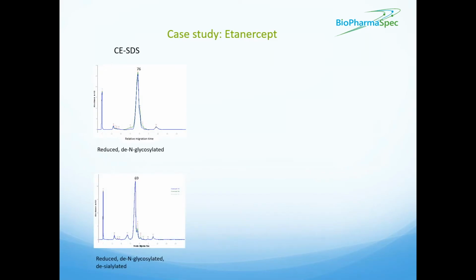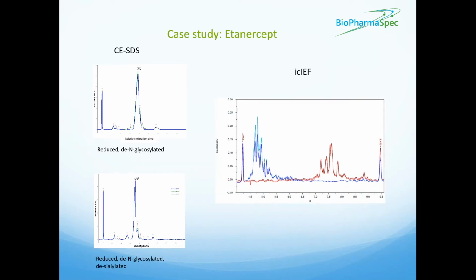The other thing I thought it'd be interesting to show is a couple of examples of electrophoretic data. Now, in this case, this is the etanercept, as you saw before. This is the de-glycosylated data compared to the desialylated de-glycosylated data, both of them reduced. And you can see the differences that have taken place there, the sharpness of the peak and the decrease in mass.